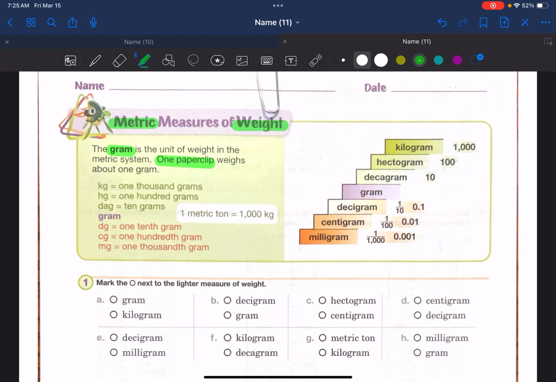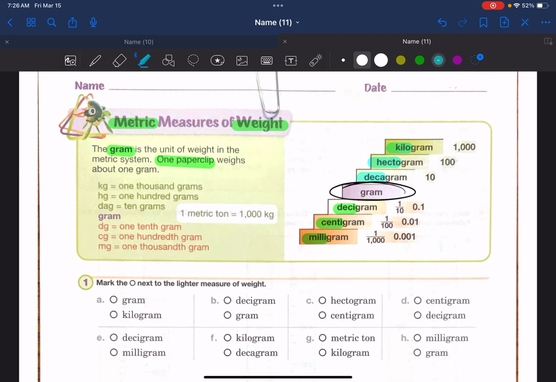And then you still have your same prefixes. Your tiniest one would be a milligram, then a centigram, then a decigram. Then you have your gram, which is your unit of measure, okay? So that would be what everything is measured by. And then above it, once you have 10 grams, you have your decagram. Once you have 100 grams, it turns into a hectogram. And once you have 1,000 grams, it turns into a kilogram.